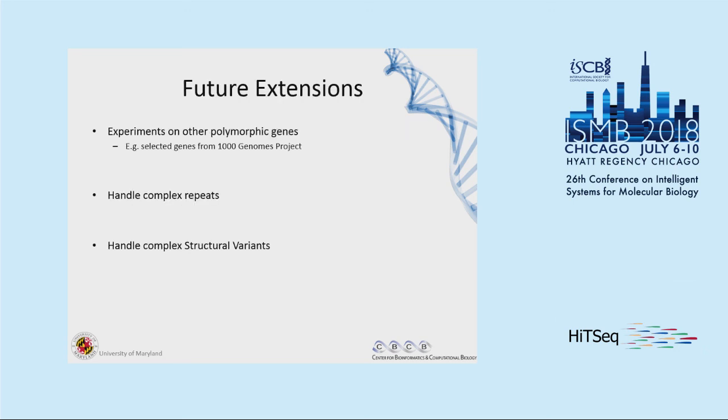For future extensions of our work, of course, we need to do more extensive analysis on different genes, maybe starting from the multiple sequence alignment instead of from the VCF files directly. There are also two questions that we haven't targeted or answered yet: how we can handle complex repeats and complex structural variants.